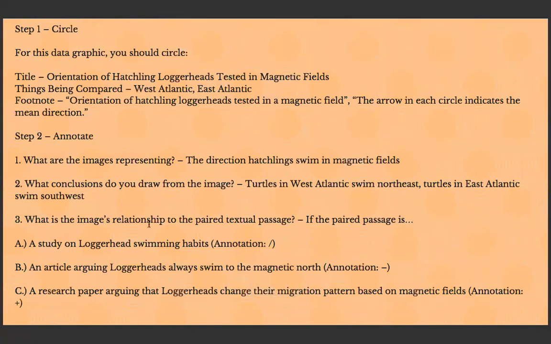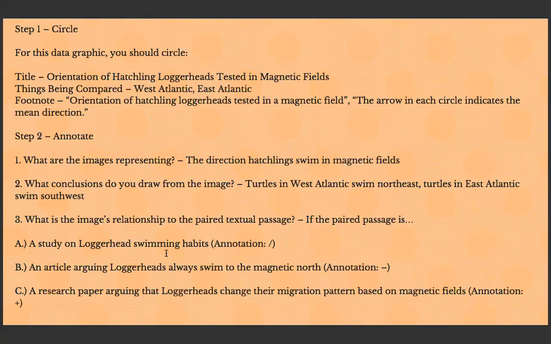What is the image's relationship to the passage? If it's a study on loggerhead swimming habits, that's not it. Puts a slash. Has nothing to do with their swimming habits. Backstroke, front stroke, freestyle, butterfly, I don't know. But it is not related, and therefore it gets a slash.